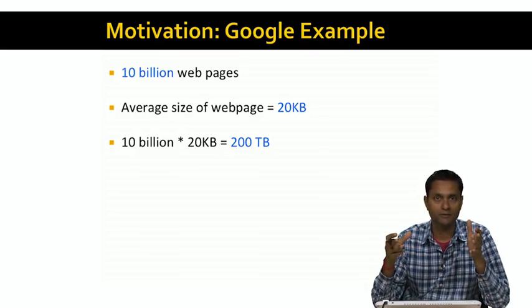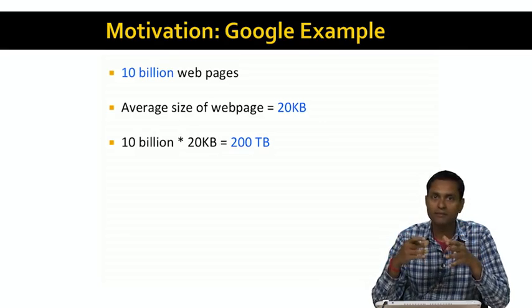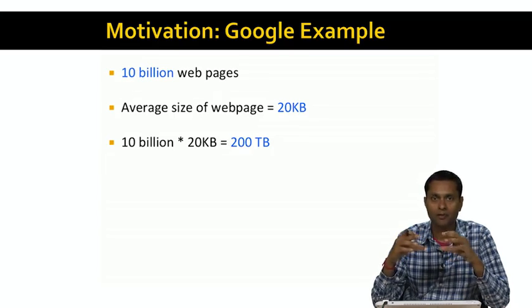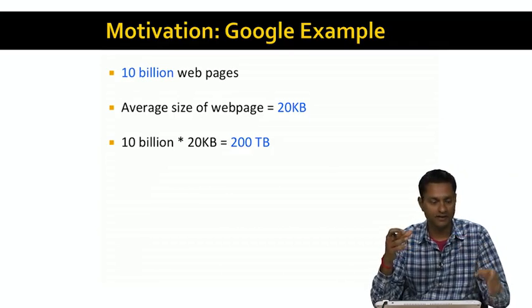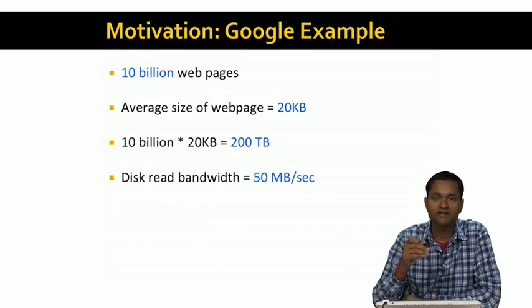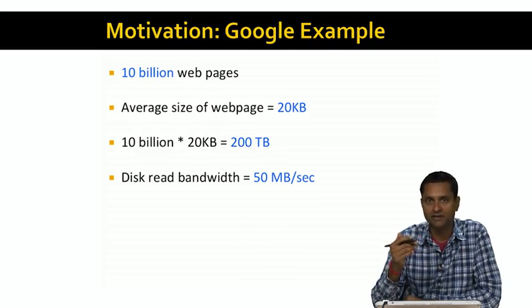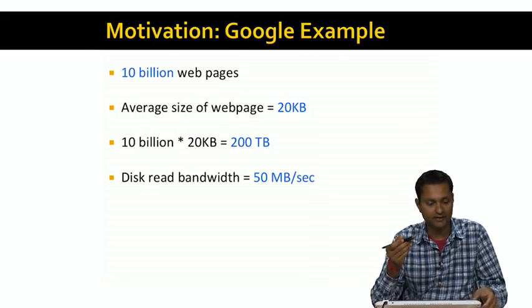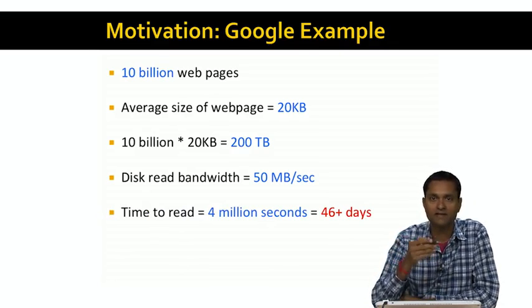processed inside a CPU. Now, the fundamental limitation here is the bandwidth, the data bandwidth between the disk and the CPU. The data has to be read from the disk into the CPU, and the disk read bandwidth for most modern SATA disks, a representative number, is around 50 megabytes a second. So we can read data at 50 megabytes a second. How long does it take to read 200 terabytes at 50 megabytes a second? You can do some simple math, and the answer is 4 million seconds, which is more than 46 days.